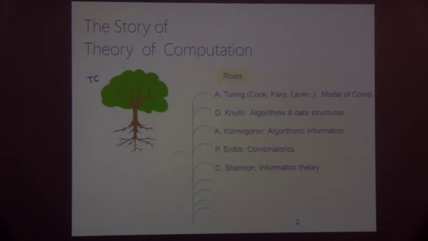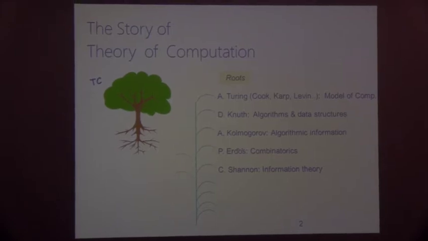And of course, Shannon's information theory, being distinct from computation theory. Information theory measures how many bits you need in order to communicate a certain task. And the whole theory of computation is about how much time it takes in order to do computation. So these are two pillars of information science. And it turns out that it has a very big impact on theory of computation too.